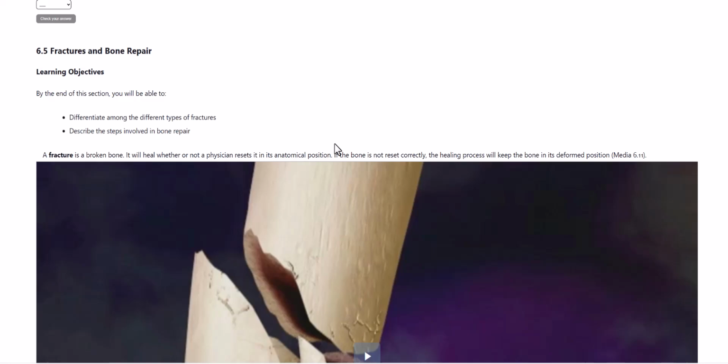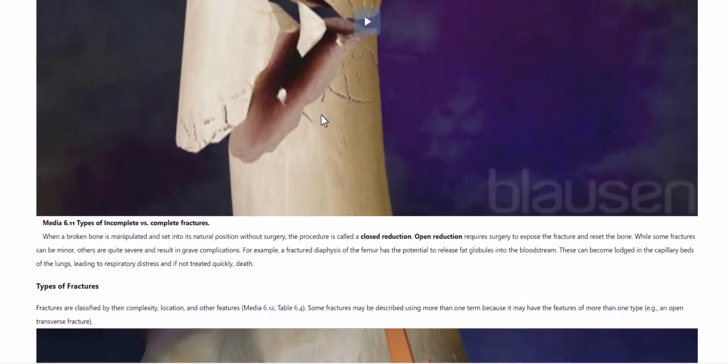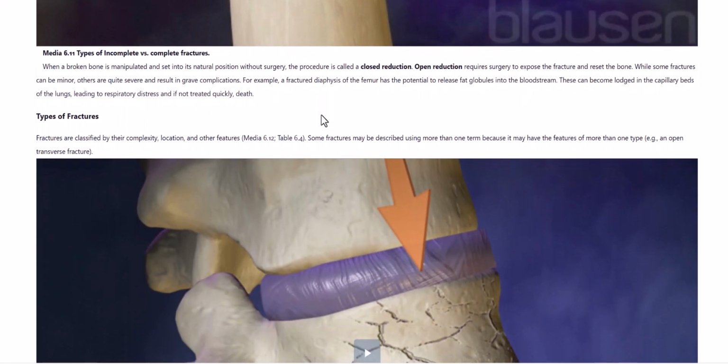If we don't go get the bone set, put into a cast, then the bone may fuse back together at a funky angle, which would decrease function and purpose. Now, we're going to talk about a couple of different types of fractures. There's far more than I'm going to describe here, but I'll get us started in understanding a few different types of fractures. So let's take a look. We're going to look at a table here in a moment.